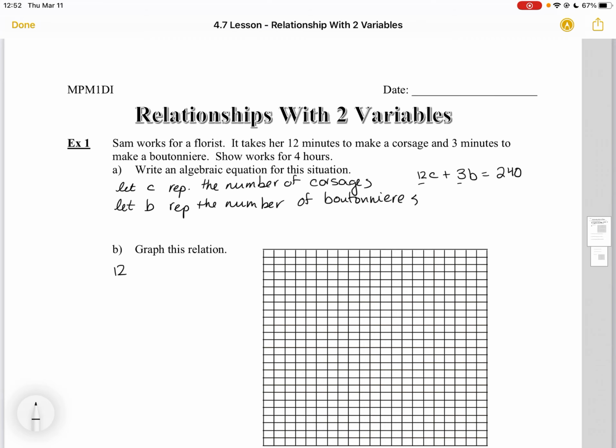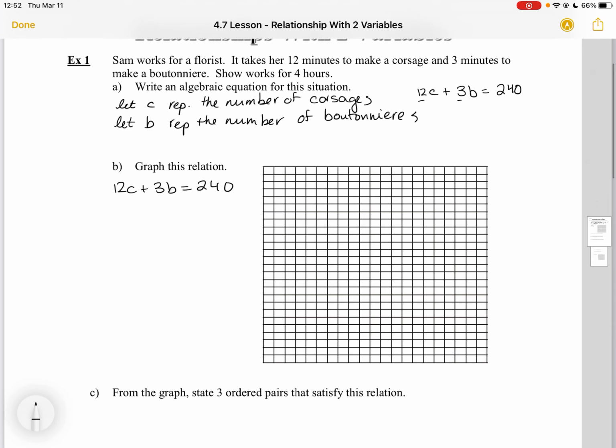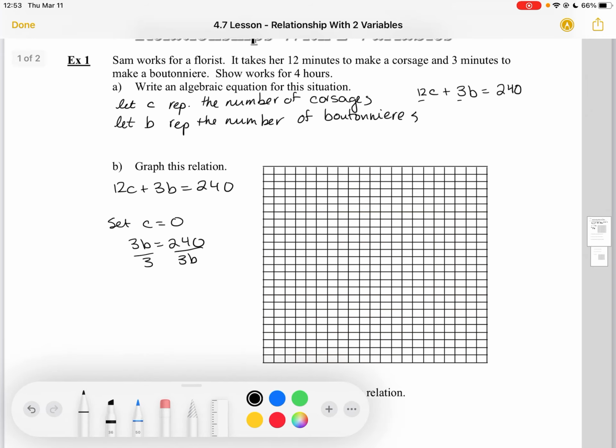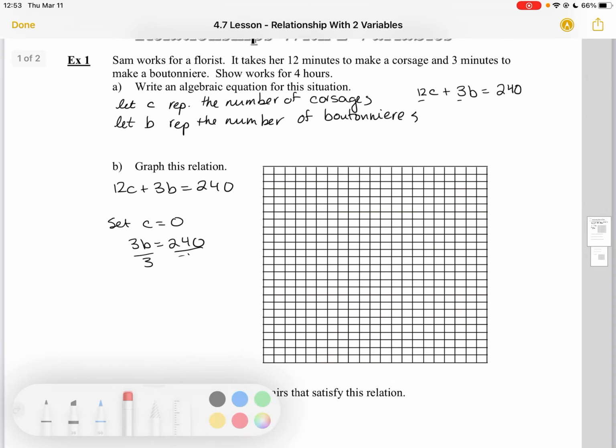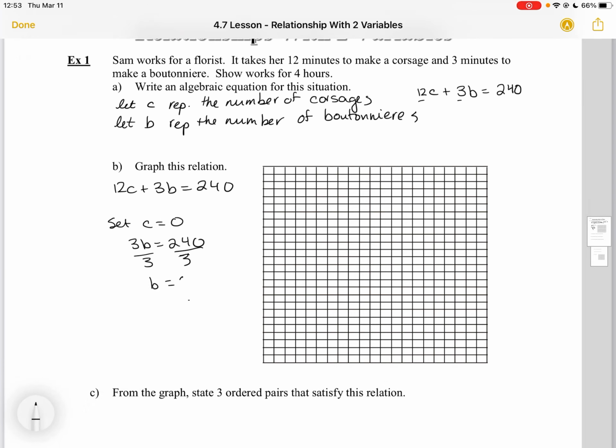If I'm going to graph the relationship, I need to find 2 points to plot. The first one that I'm going to do is set C equal to 0, and I'm going to solve for B. This is the same method that we used graphing lines by finding the X and the Y intercepts. So here I know if I make 0 corsages, I'm going to make 80 boutonnieres.